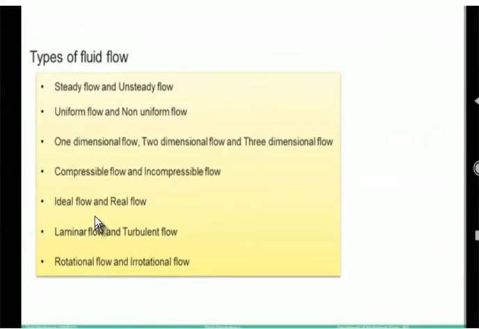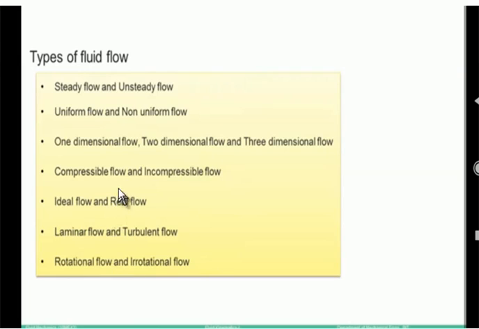Next, types of fluid flow. The description of fluid flow takes place by two methods: one is the Lagrangian method and the other is the Eulerian method. Next is the types of fluid flow. There are a total of 7 types of fluid flows. Those are steady flow and unsteady flow, uniform flow and non-uniform flow, one-dimensional, two-dimensional and three-dimensional flow, compressible flow and incompressible flow, ideal flow and real flow, laminar flow and turbulent flow, rotational flow and irrotational flow.